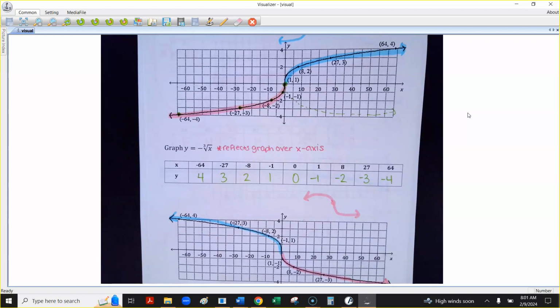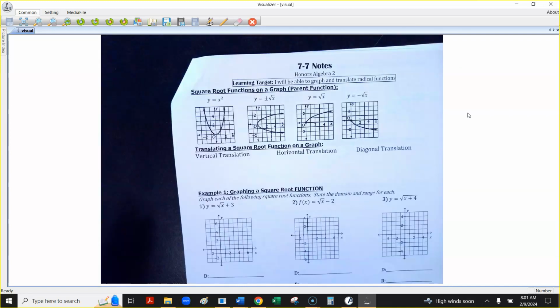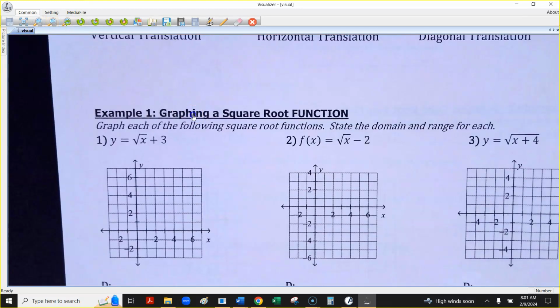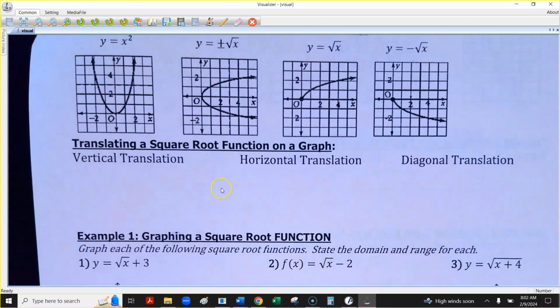Okay, now we're actually going to shift these. These are the parent functions, so the most basic version, and I'm going to have you guys actually shift these around today. So I just put another copy of the graphs so you can see them.